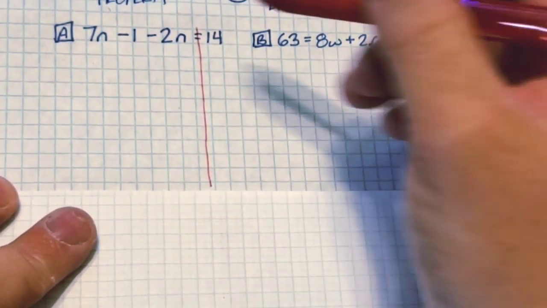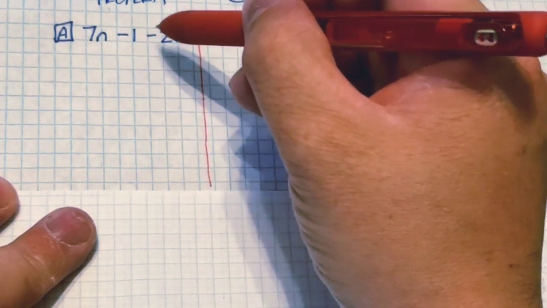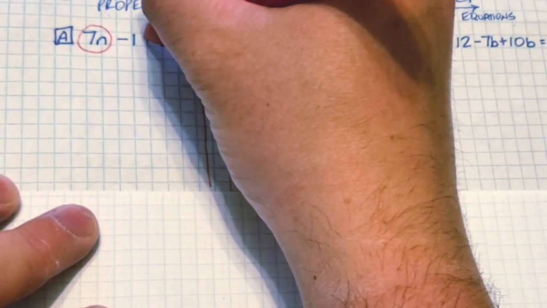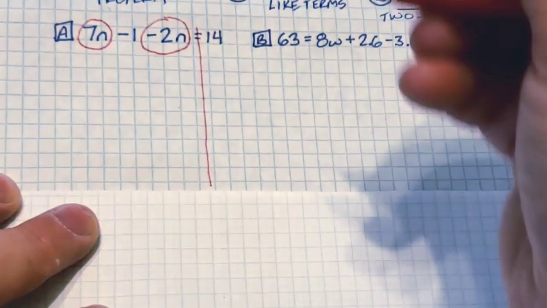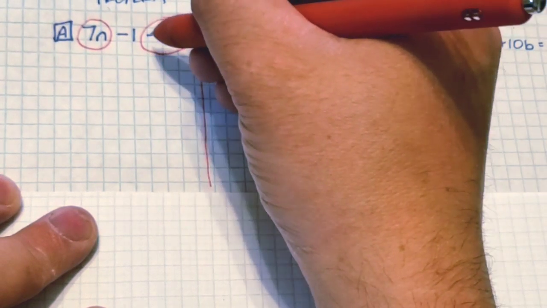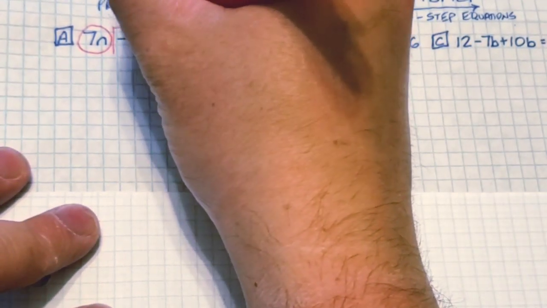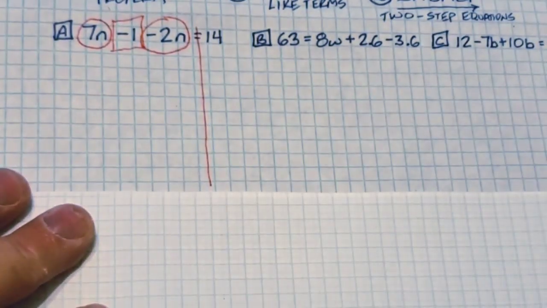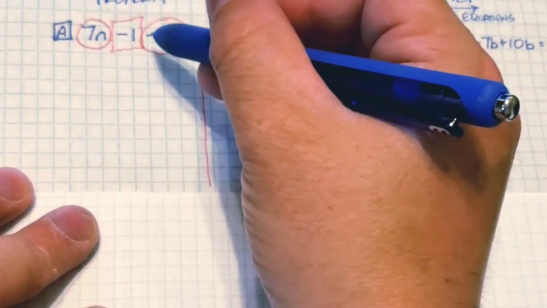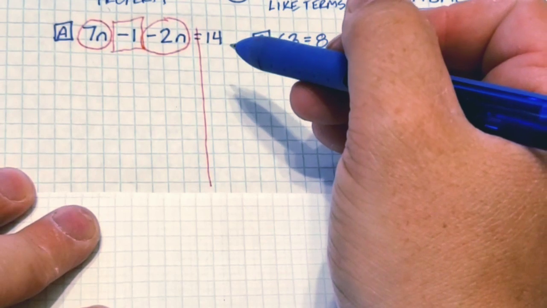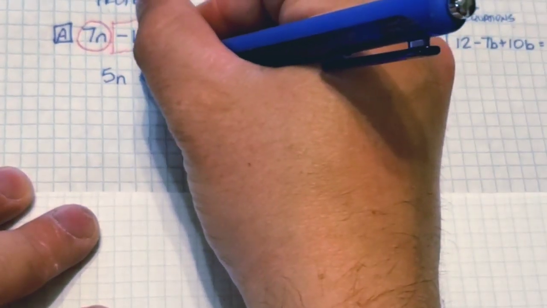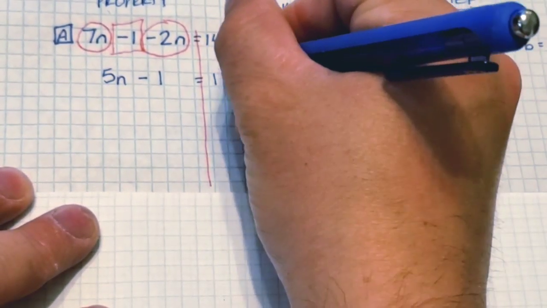But look over here on this side. We've got 7n minus 1 minus 2n. Well, if you recall from last week, if something has the same variable raised to the same power, those are like terms. So we can combine this 7n and this negative 2n. But what about this poor little minus 1? Well, it doesn't have anybody to combine with, so we just bring it down. So 7n minus 2n, all you have to do is combine the coefficients. 7 minus 2 is 5n. Bring down the minus 1, bring down the equal, bring down the 14.